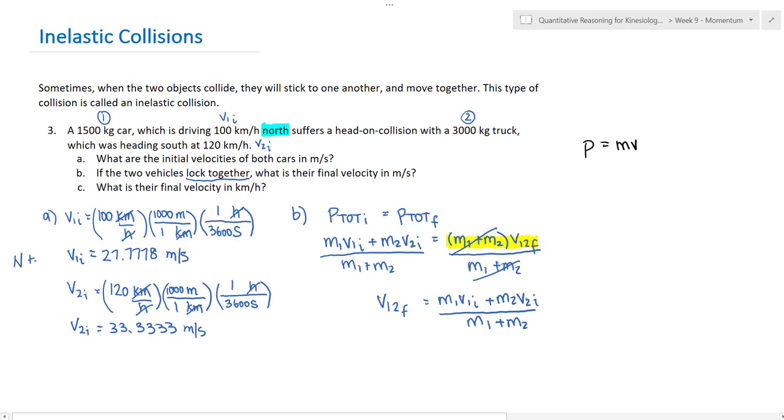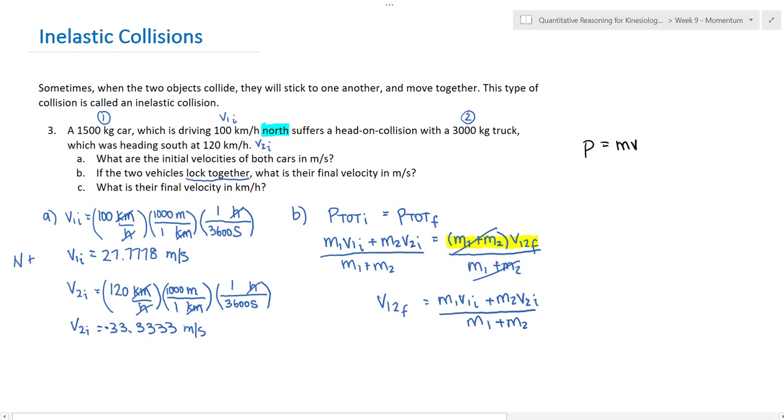So that means that V1 initial was, which we found was 27.7778 meters per second, is positive. So that's good. But V2 initial was heading south originally. So then that would be a negative because north is positive, so south would be negative.